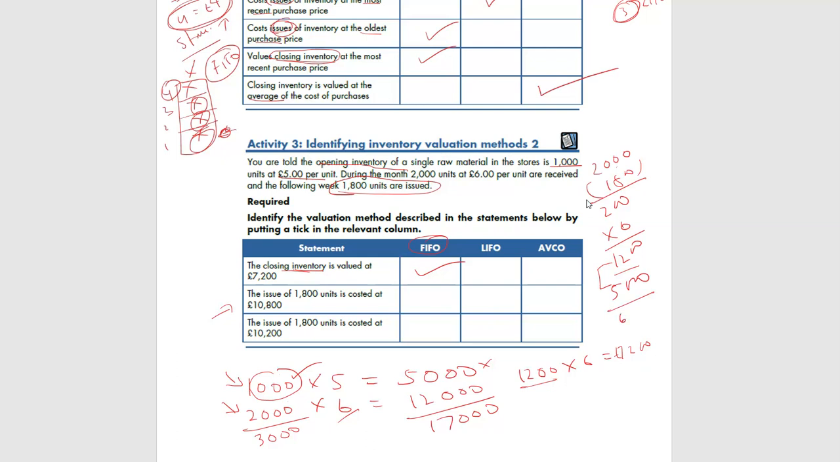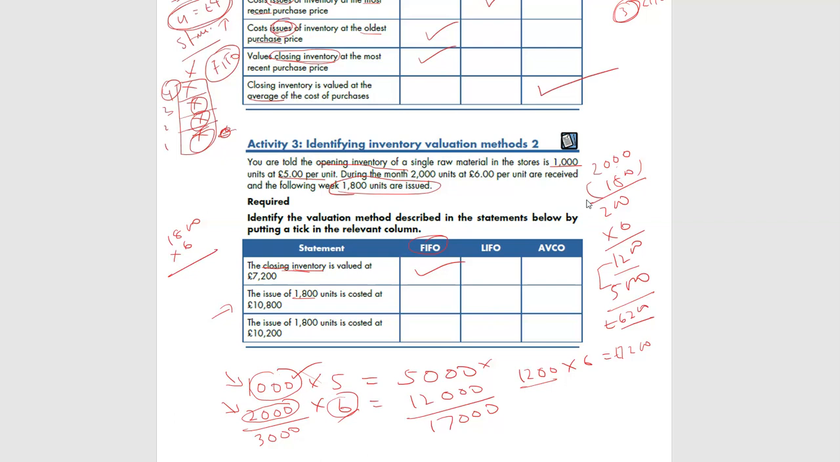The first one was for the closing inventory, but the next one was for the issue cost of 1800. That's quite simple, isn't it? If they ask how much the issue cost will be for 1800 units, and I use the Lifo, all the 1800 I'm going to take from the latest one, the 2000. So for 1800 I'm going to use the price 6. So 1800 times 6 gives me 10,800.